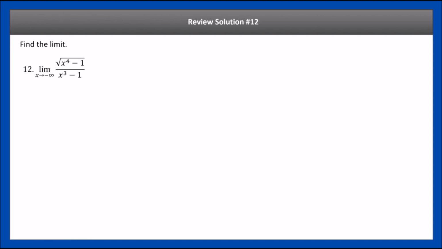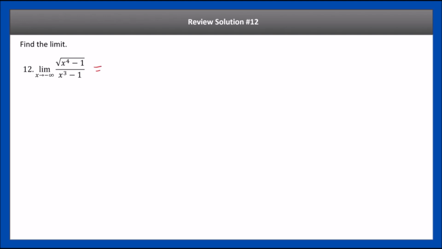All right, so for this one, again, we're going to do the same kind of deal. Now, if you think about it, you can shortcut it and say that this is the same thing as x squared. This is the same thing, well, that's x to the third. The degree of the numerator is less than the denominator, so this limit should be 0. But we're going to go ahead and show you this real quick.